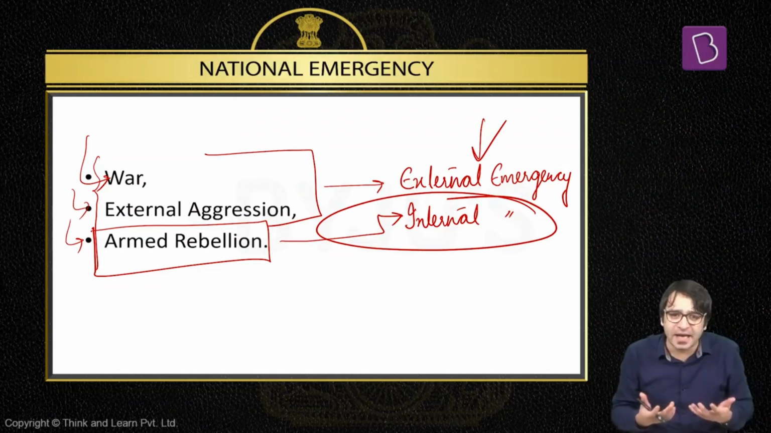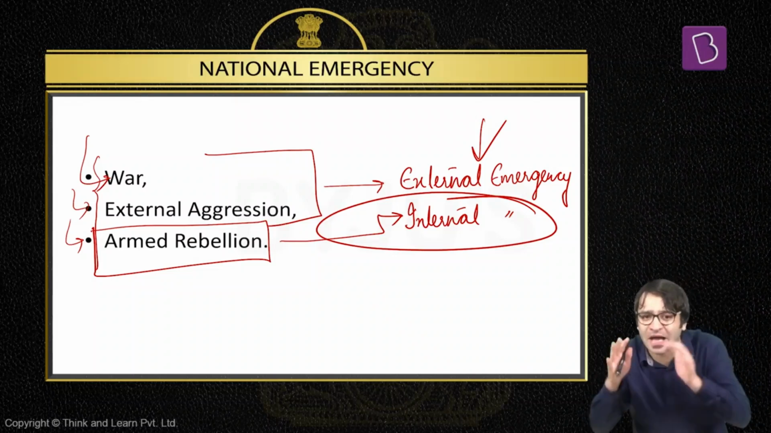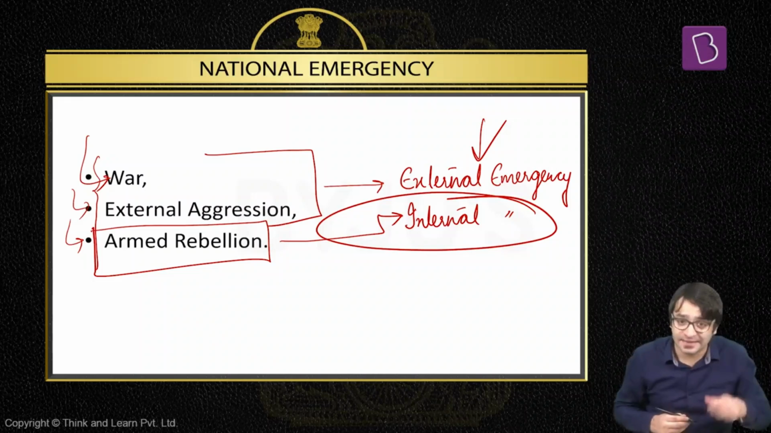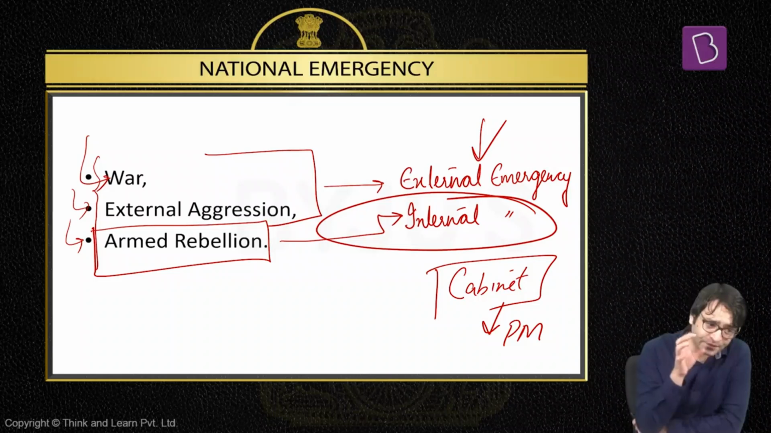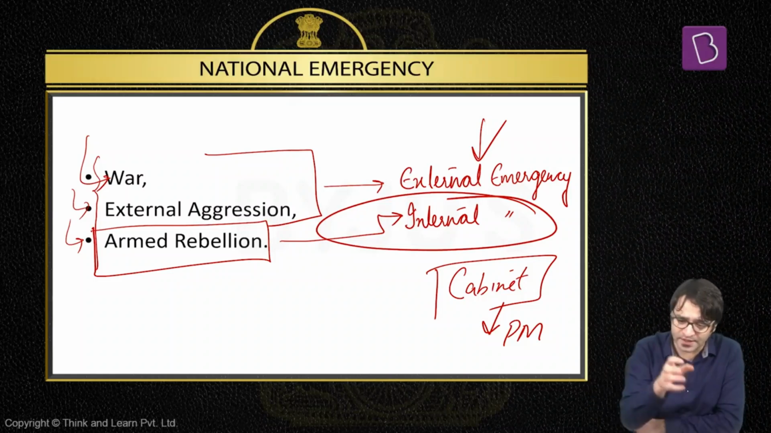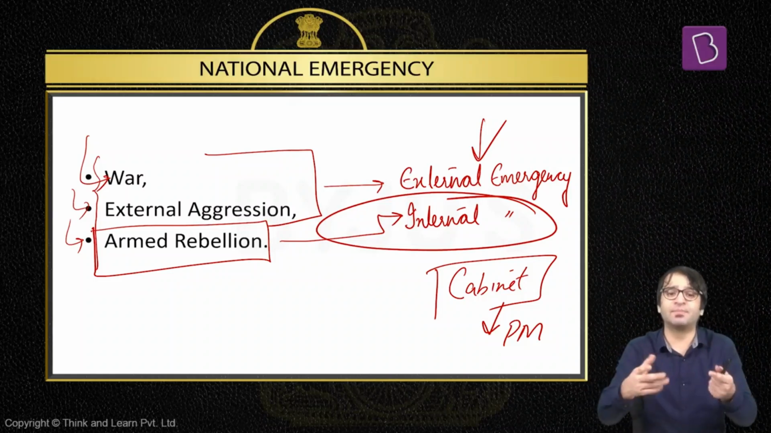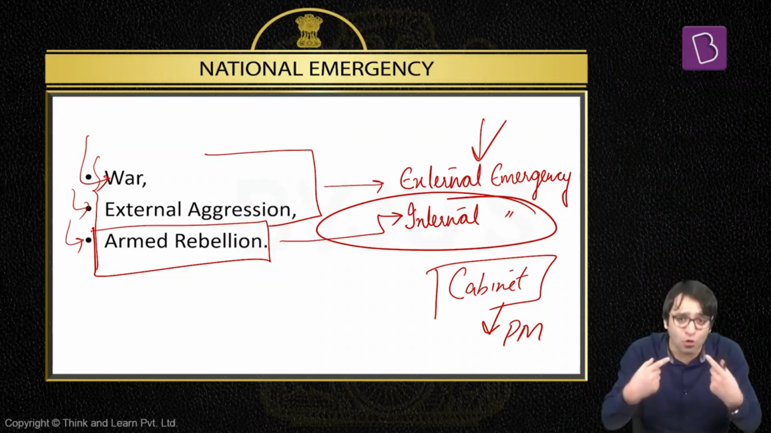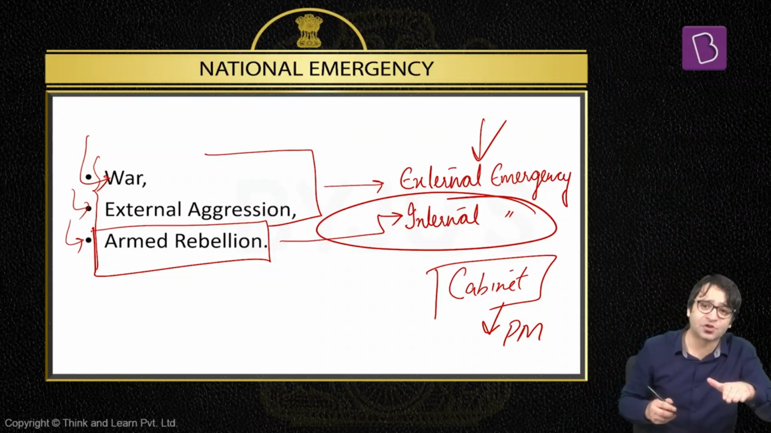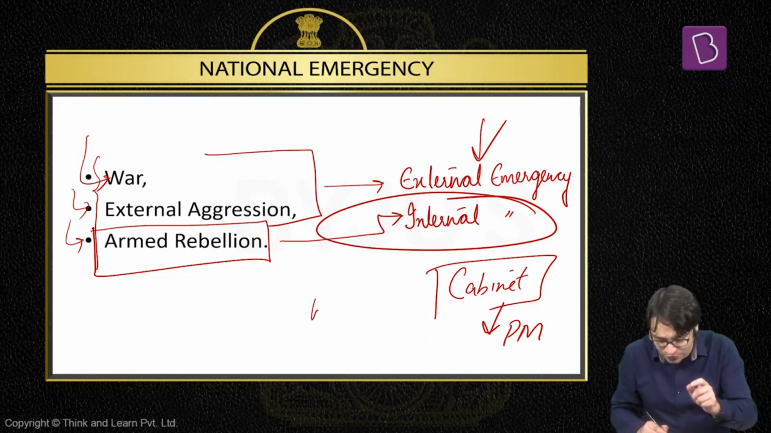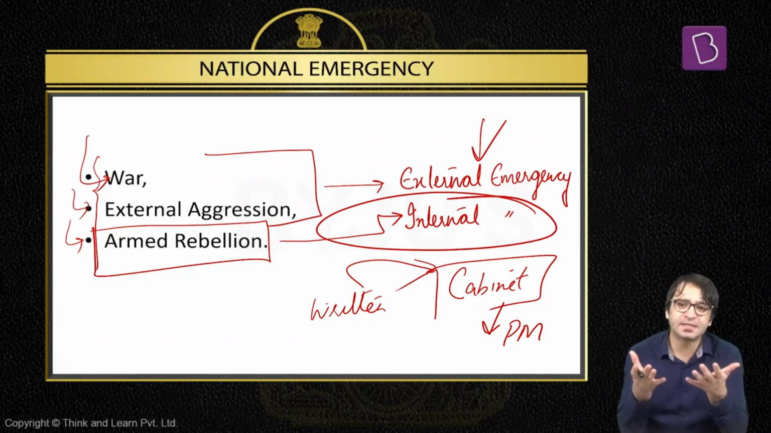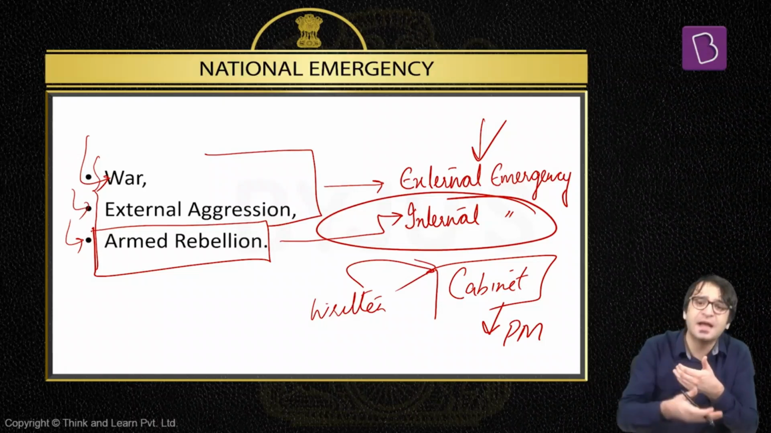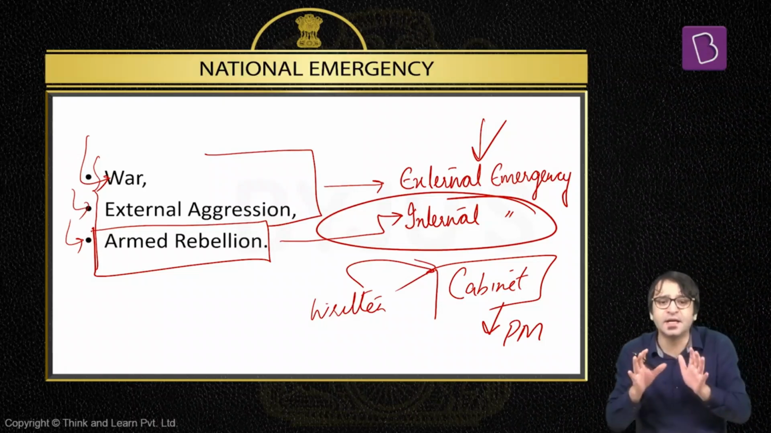So when we say if the President is satisfied, he can proclaim national emergency, that is not the personal satisfaction of the President. That is the satisfaction of the cabinet, headed by the Prime Minister. That means if the President is satisfied that there is a grave danger to the security of the nation because of war or external aggression or armed rebellion, the President can proclaim national emergency. But the President cannot proclaim national emergency on his own. The President has to proclaim national emergency only on the advice, that too the written advice, of the cabinet. A cabinet meeting takes place, the cabinet takes a decision, and written advice is communicated to the President. Based on this written advice, the President proclaims national emergency.